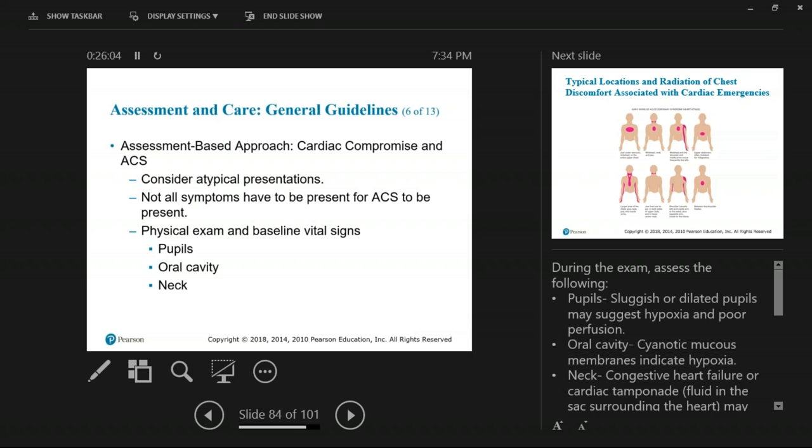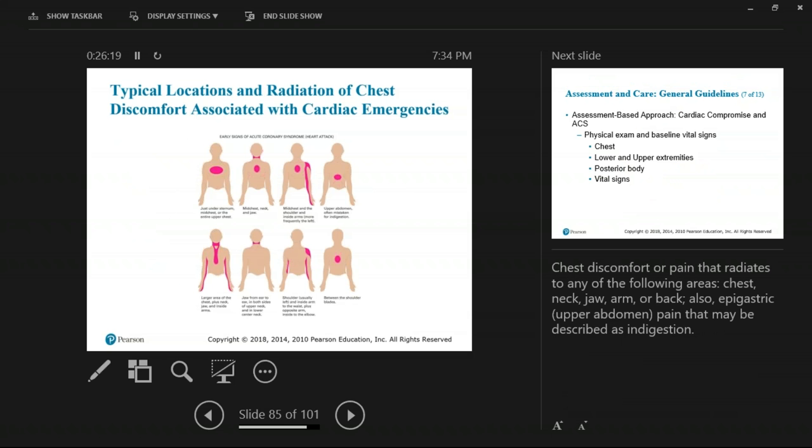There's plenty of stuff in your book where they give you, okay, if you have abdominal pain, these are all the questions you ask and what you assess. When you have chest pain, when you have all these different things, hypoglycemia, etc. So these are some of the typical things that people with acute coronary syndrome or a heart attack have.